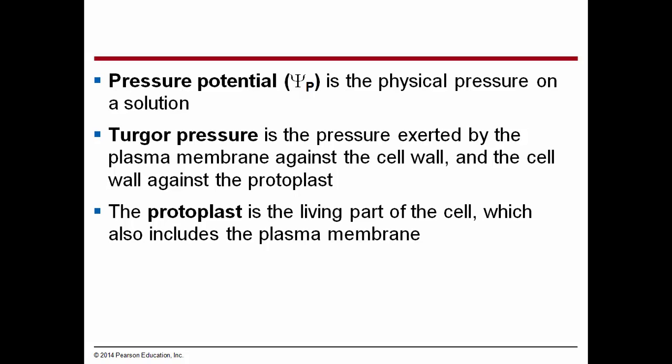So psi P is the physical pressure, could be positive or negative depending on the atmospheric pressure. Water in the tracheids at 1 atmosphere under negative pressure. Water potential affects uptake and loss by plant cells. If a flaccid cell is placed in an environment with a higher solute concentration, plasmolysis occurs. Plasmolysis occurs when the protoplast shrinks and pulls away from the cell wall.